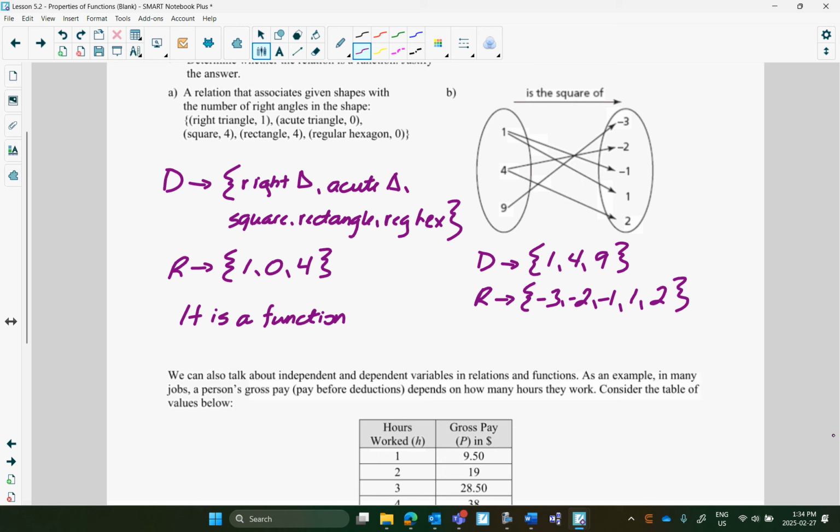Is it a function? Somebody said no? Who said no? Why? Exactly. 2 arrows coming out of the 1, which means the 1 repeats. 2 arrows coming out of the 4, which means also the 4 repeats. So, not a function, because we've got at least one domain value repeating.